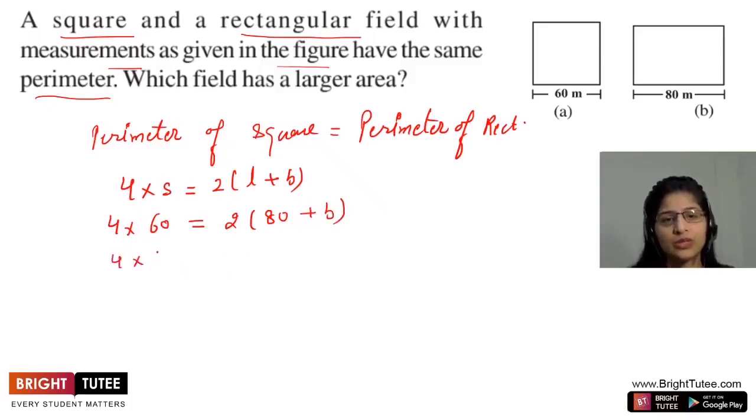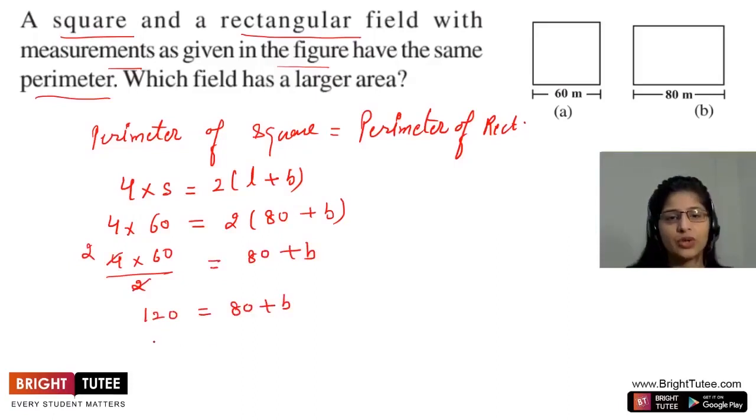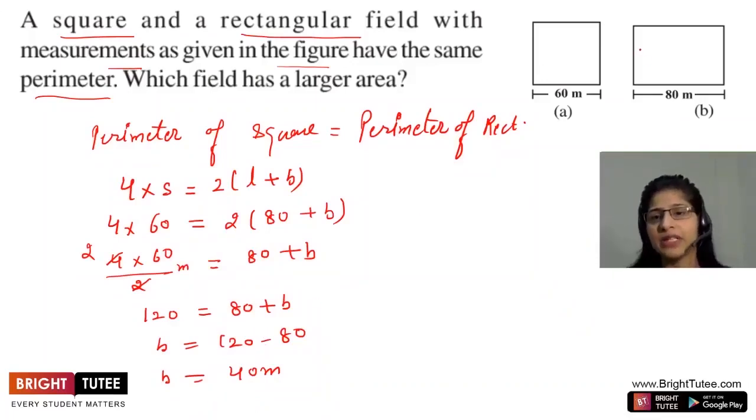So 4 into 60 divided by 2 equals 80 plus b. So cancelling it, 2 2s are 4. What we get? 120 is equal to 80 plus b. So b will be equal to 120 minus 80, and that comes out to be 40. What is the unit given? Meter. So meter will be the unit. Is that clear? So b is 40. That means we got the breadth as 40 meter.